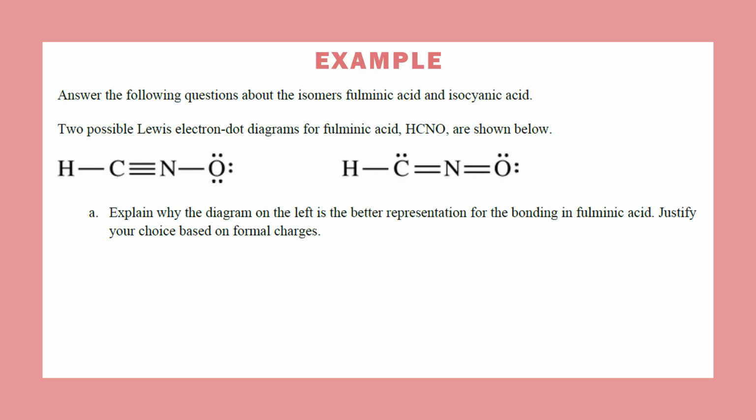Okay, so we've got two possible Lewis electron dot diagrams. Explain why the diagram on the left is the better representation, justify it based on formal charges. So this is a Unit 2 question.